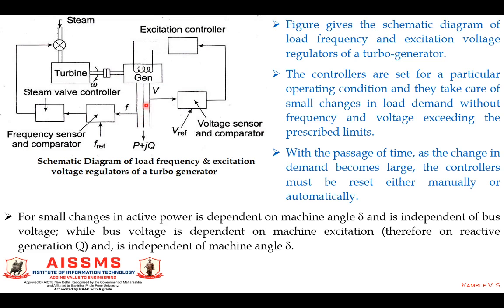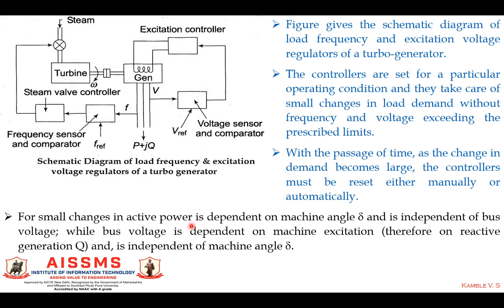In a similar manner, this is a voltage sensor and voltage comparator. A reference voltage value is given to this comparator. This sensor senses the actual value of the voltage. It compares with the reference value, and if the difference goes on increasing, then it gives a signal to the excitation controller to increase or decrease the excitation. So with the help of this excitation control, the excitation is controlled, and due to controlling the excitation, the voltage will be controlled.